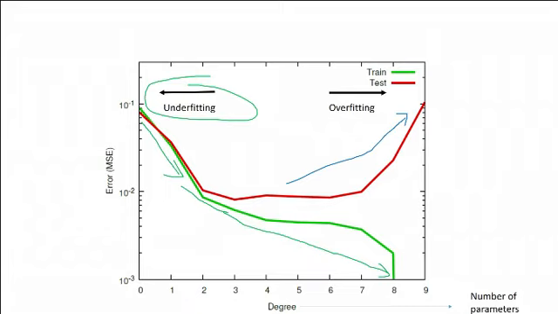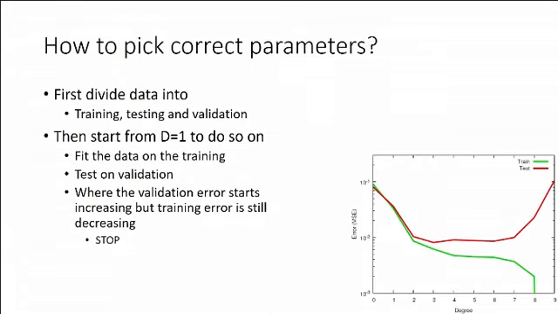So how do you do that? You pick a location where both testing and training error were small, after which testing error started to increase and training error started to decrease. Testing error started to increase, but the training error kept decreasing. This is where you stop. So this is how the algorithm is.